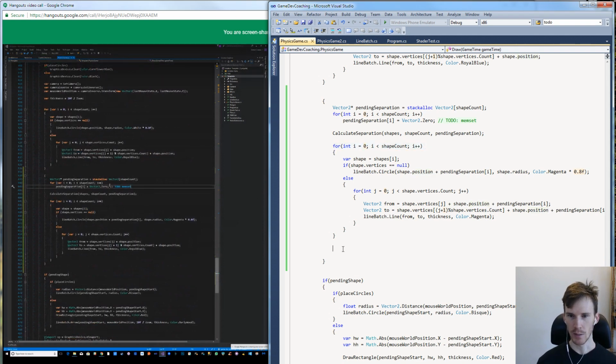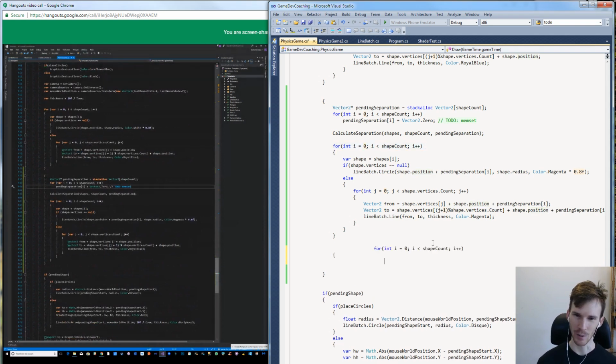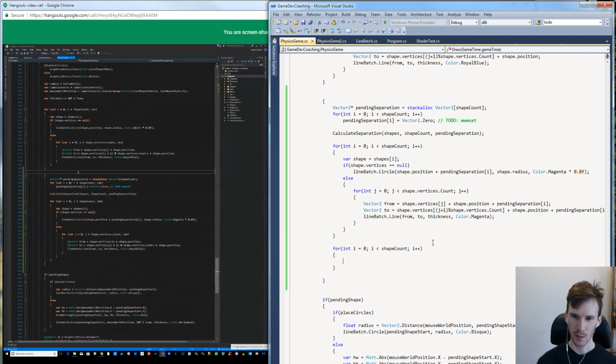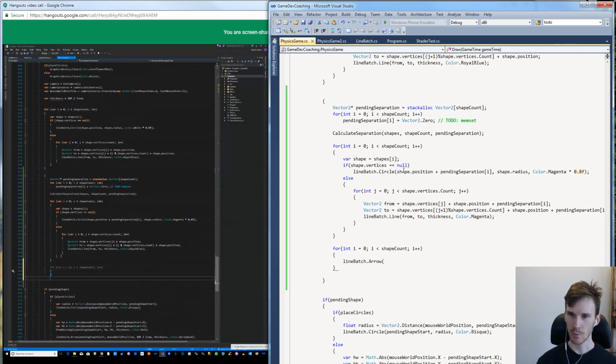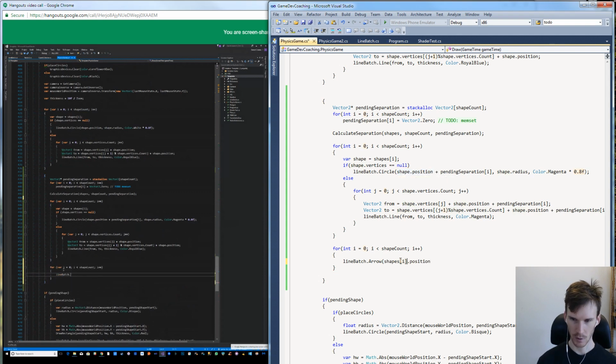So, and then what we can do, just to really drive the point home, is we can actually copy this. I know we just got rid of that loop, but we'll bring it back. We can do line batch dot arrow from shape dot position, shape I dot position, shapes I dot position to shapes I dot position plus pending separation. So this is just drawing the arrow that is the pending separation.